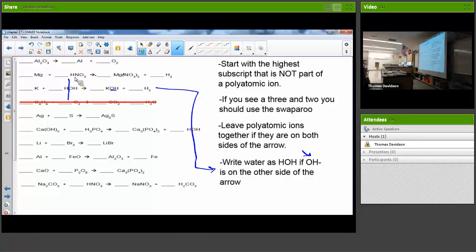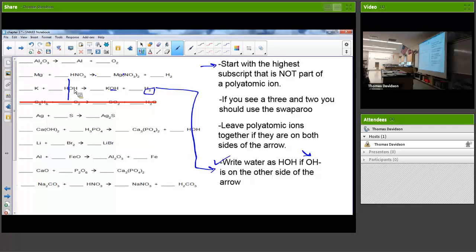All right? So K plus HOH goes to KOH plus H2. All right, we discussed that. We're set. Now, the next thing, start with the highest subscript, not part of a polyatomic ion. Well, this is the only subscript. So how do I fix that 2?